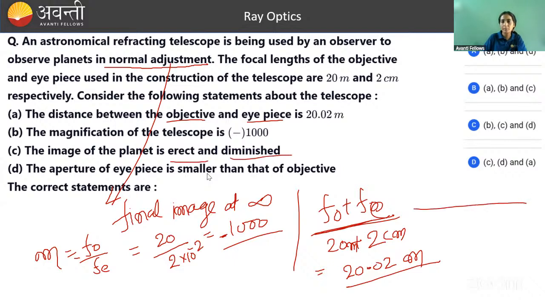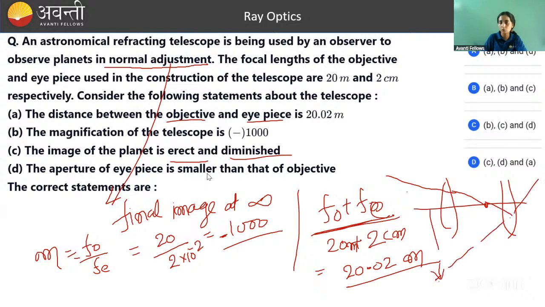Done it? The image of planet is erect and diminished? No. इमेज हमारा कैसे बन रहा था? यहाँ से इंफिनिटी से आया और फोकस पे इमेज बना, अगेन आईपीस पे गया and image was getting formed somewhere here like this. So it is not erect, it is inverted, and it is not diminished, it is enlarged. The aperture of eyepiece is smaller than that of objective. Yes, objective का aperture क्या होता है? बड़ा होता है. So A, B and D are correct. Option A will be your correct option.